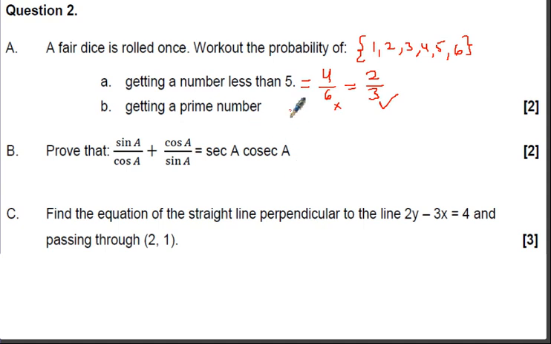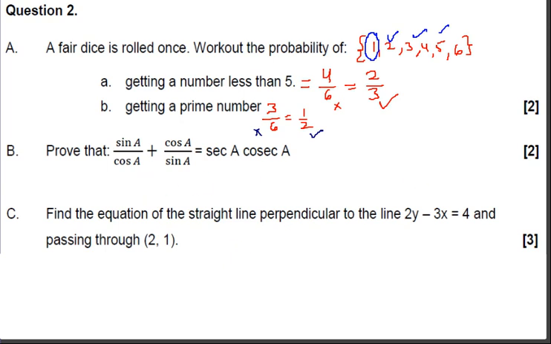Getting a prime number. When you do prime numbers, 1 is neither prime nor composite, so you have to be careful. 2, 3, 5. So there are 3 prime numbers. The correct answer is 3 upon 6, where again you have to write 1 upon 2. If you write 3 upon 6, you may lose 1 mark. So the correct answer is 1 upon 2.